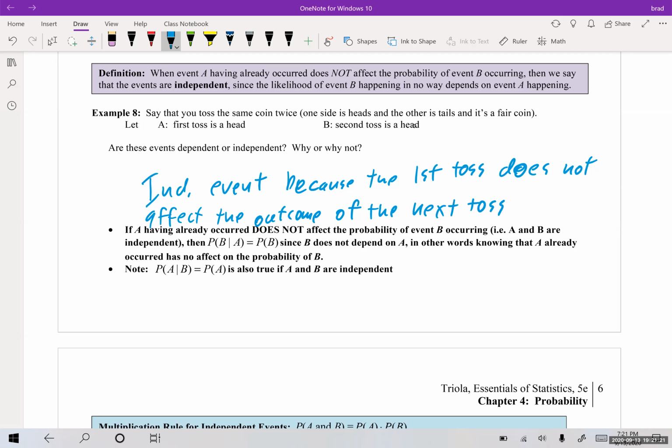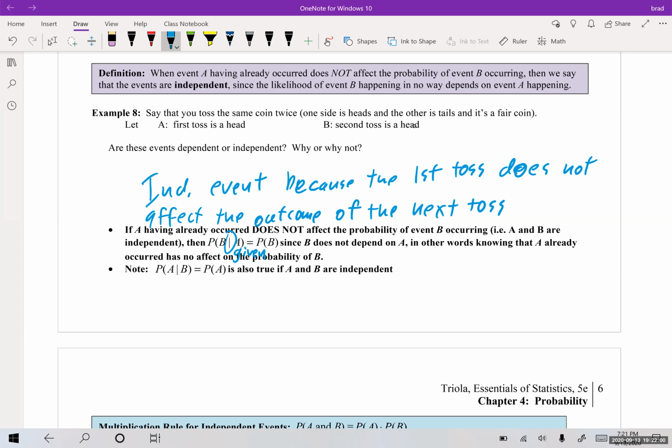So if A having already occurred does not affect the probability of event B occurring, they're independent. Do you see this symbol right here? That means given. The probability of B given A is equal to the probability of B. What that is saying is the probability of B occurring, given that you already know A occurred, is just the probability of B, meaning that A does not affect B, because who cares if it already happened? It doesn't affect B because they're independent events, since B does not depend on A. In other words, knowing that A already occurred has no effect on the probability of B.